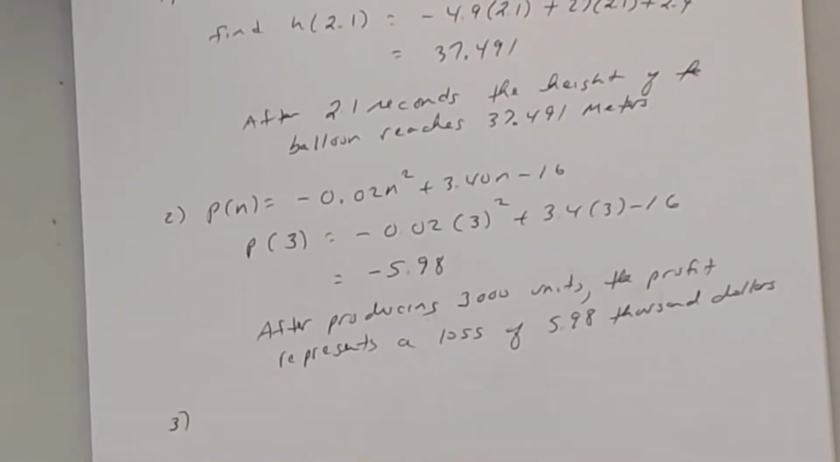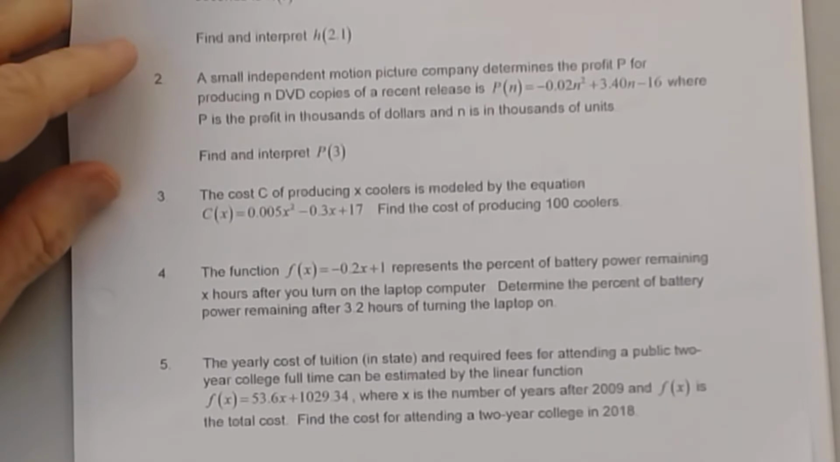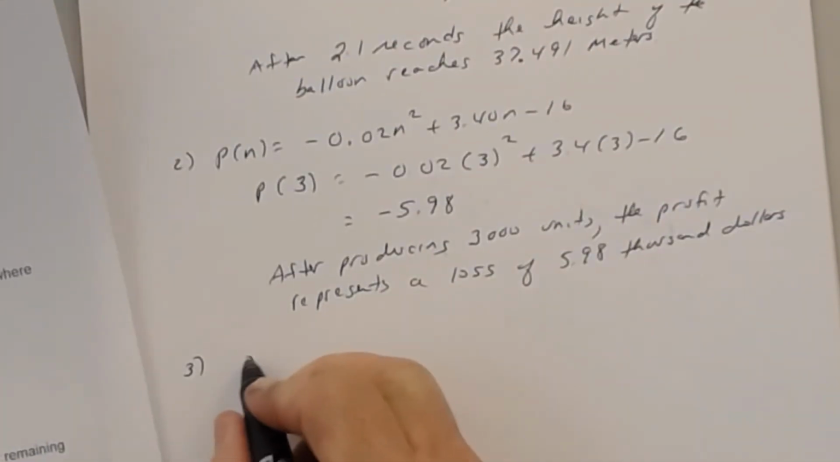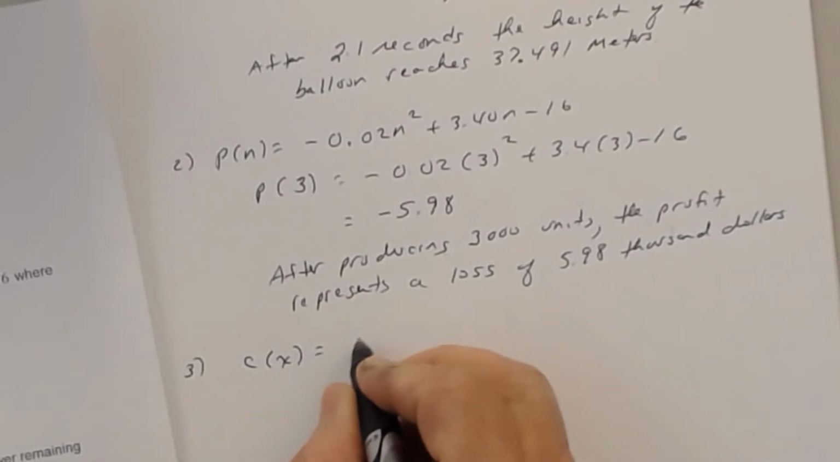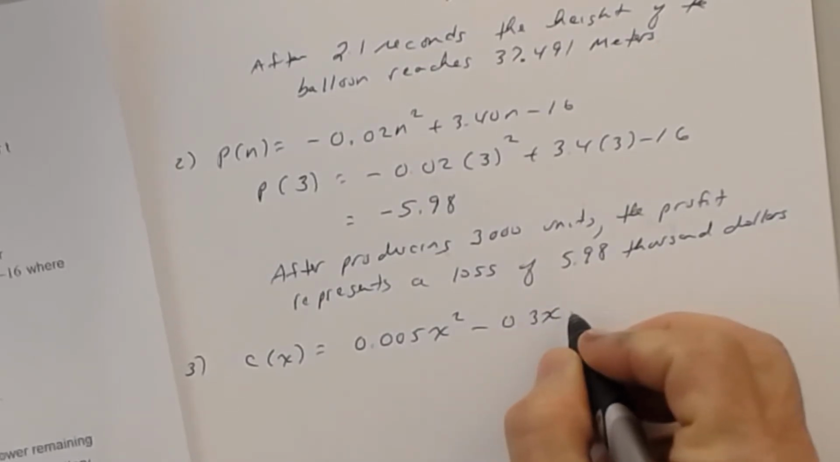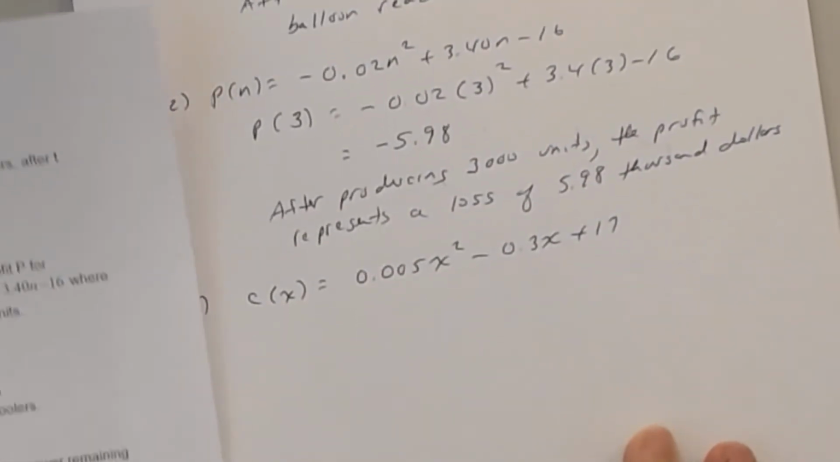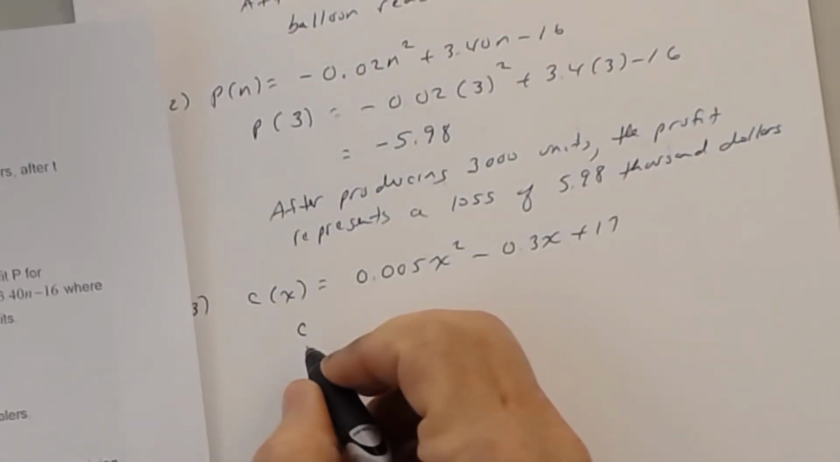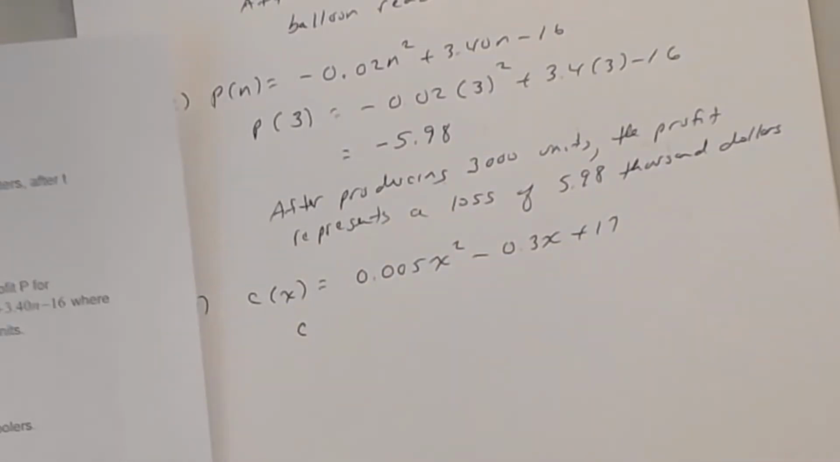Okay, number 3. The cost of producing x coolers is modeled by this equation, and you want to find the cost of producing 100 coolers. Here's the function: C of x equals 0.005x squared minus 0.3x plus 17. So what is it you want to find? The cost of producing 100 coolers. How do you write that? You write it as C of what?